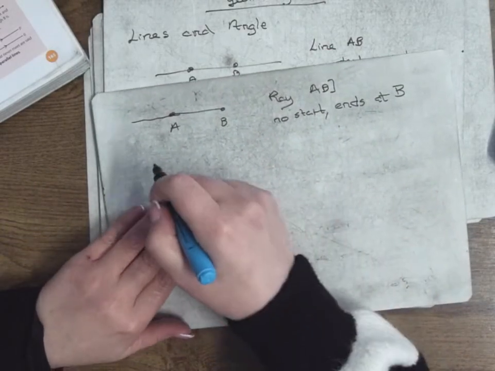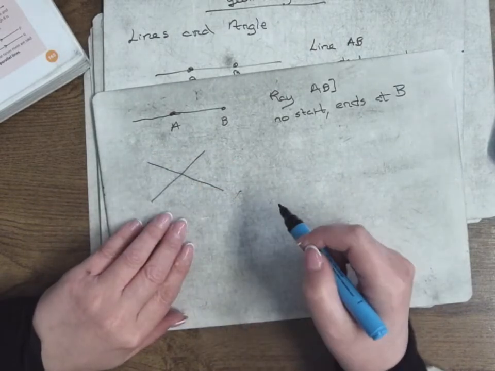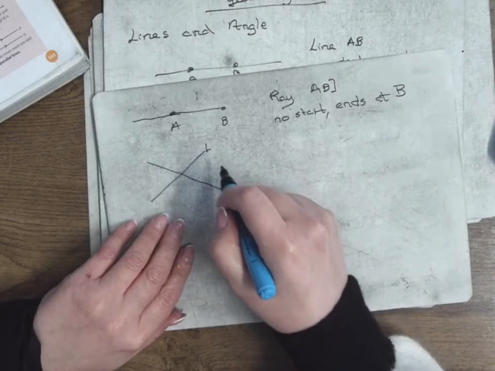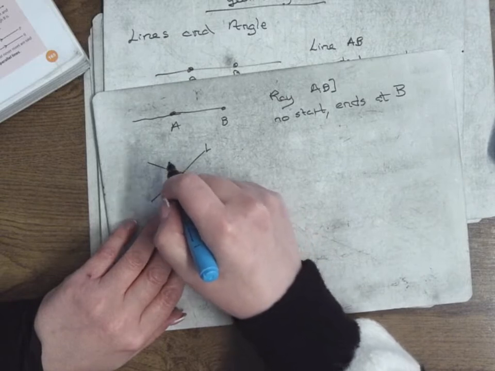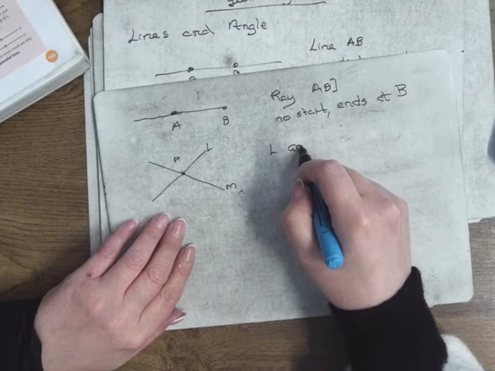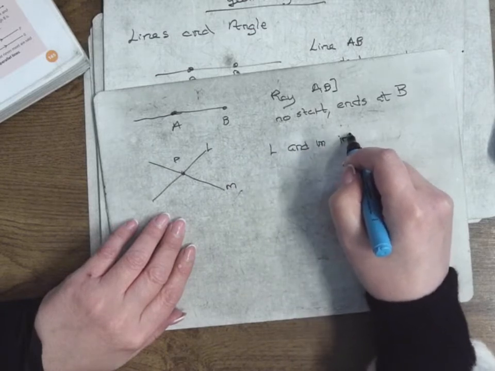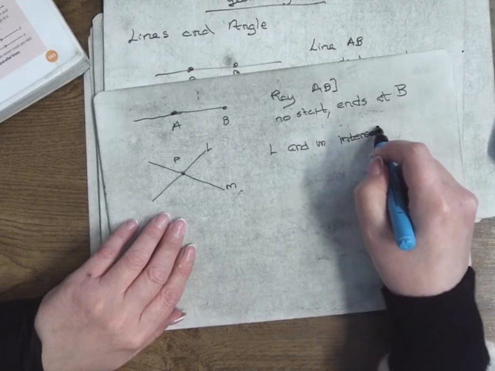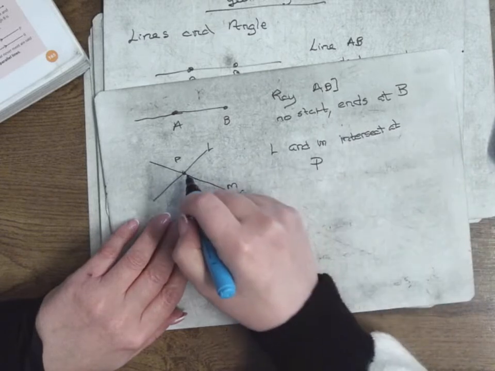Right, okay. The next thing is if you have two straight lines that make an X, this is where they intersect. So we say the lines intersect, and you could say the point P. So the line L and the line M intersect at the point P, and they obviously make 4 angles.